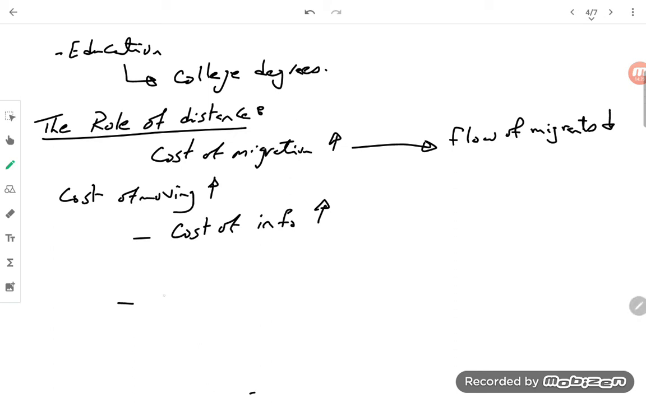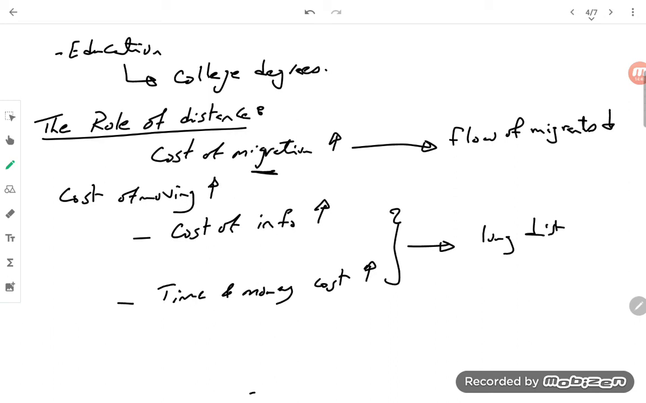And number two, the time and money cost of movement to see your relatives and friends is going to be high. So as these costs will be high for long distance countries, migration cost will increase and the flow of migrants will decrease in this case.